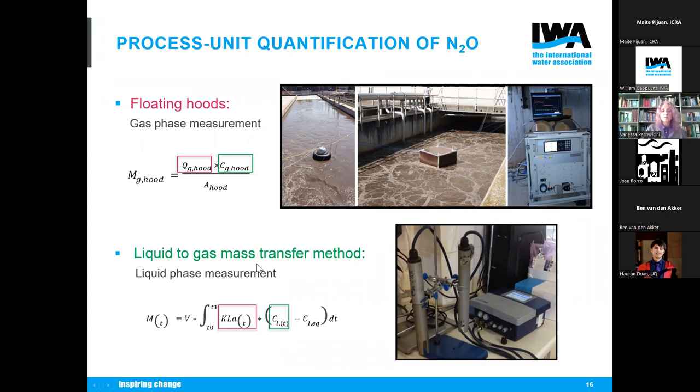In the liquid-to-gas mass transfer method, the approach is different. Here, the N2O concentration in the liquid phase is measured using, for example, a dissolved N2O probe. And the N2O emission to the gas phase is then estimated using a gas-liquid transfer coefficient, so the KLA coefficient of N2O across the gas-liquid interface. This KLA value can be estimated applying theoretical or more empirical approaches. And this calculation is not that trivial. What is important to underline is that in both methods, it is quite challenging to extrapolate the punctual measurement result to the total emission of the activated sludge tank.